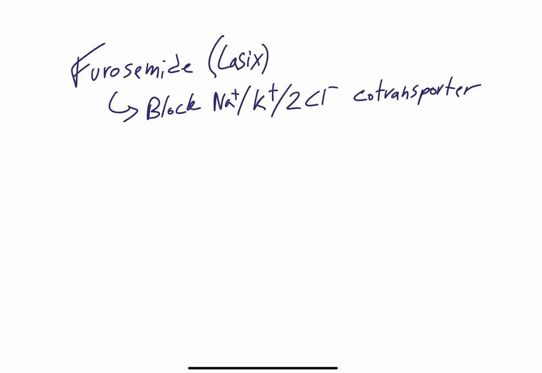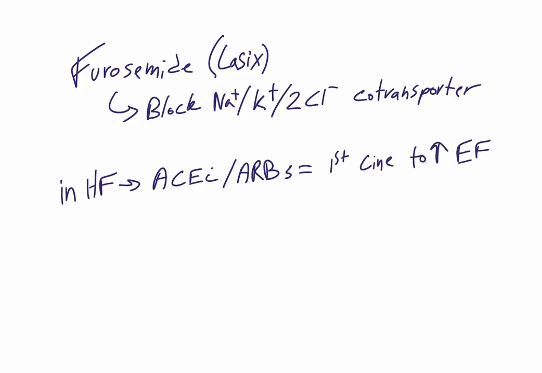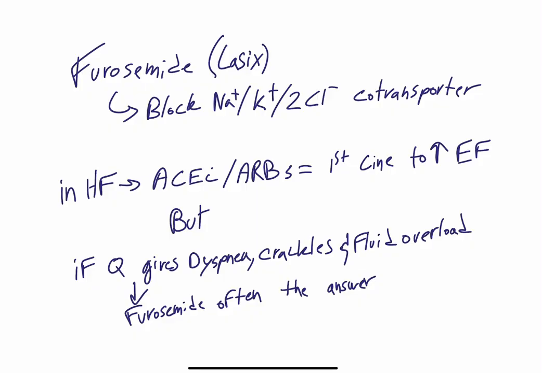Moving on to furosemide, aka Lasix. So this is your classic loop diuretic. It's very efficacious for fluid unloading. It works by blocking the sodium-potassium 2-chloride cotransporter in the thick ascending limb of the loop of Henle. This is used when you have significant fluid overload. Think pulmonary or peripheral edema. In heart failure, you use an ACE inhibitor or ARB as first line to improve ejection fraction. But if all of a sudden the question also gives you dyspnea, crackles, fluid overload, furosemide is often your correct answer.